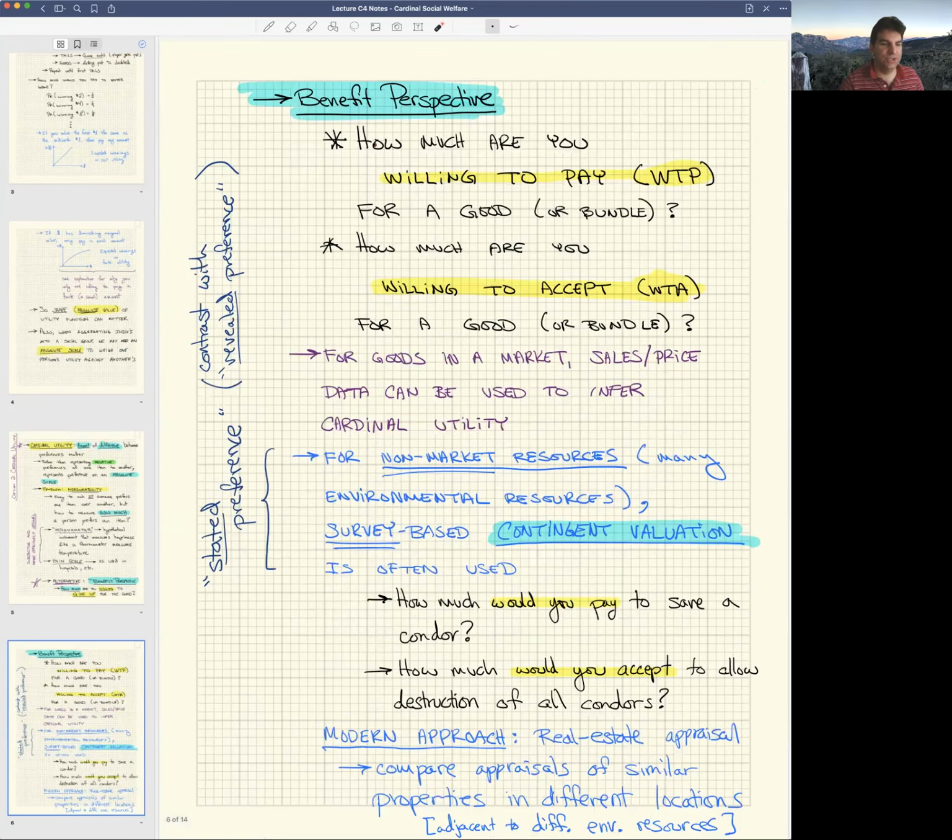And so I could ask you, for example, for a condor, how much are you willing to pay to save a condor? And if you say, if it means one condor out there is definitely going to be saved, I will pay you $100, then that tells me, at least for the first condor, you're willing to pay $100. Somebody else might be only willing to pay $2. Somebody else might say, I don't really care about condors at all.